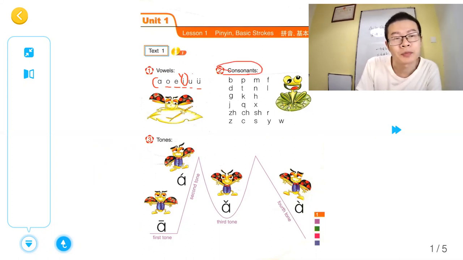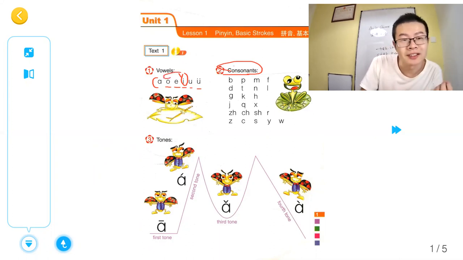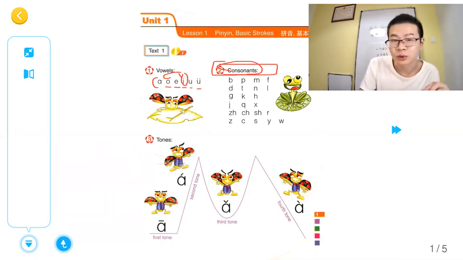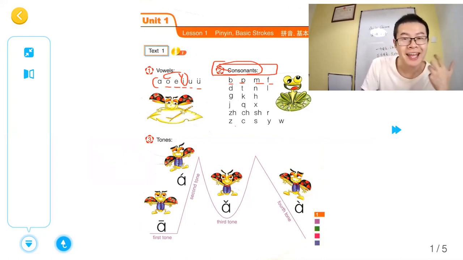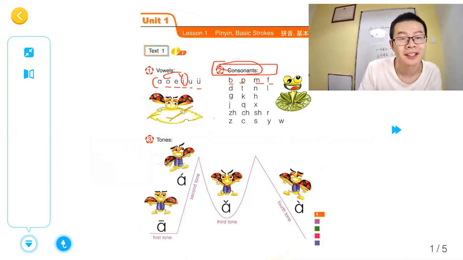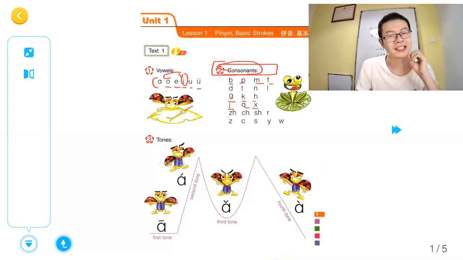Consonants. 我们一个是这个是元音字母啊，这个呢叫做什么？声母啊，声母，b、p、m、f 的啊，air out，哈，b、p、m、f，d、d，not the air flow out，okay，d、t、n、l，and different，g、k、h，j、q、x is the difference.